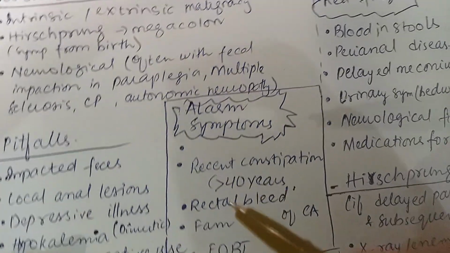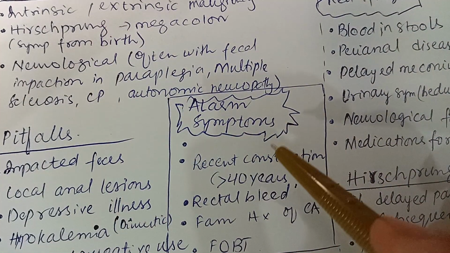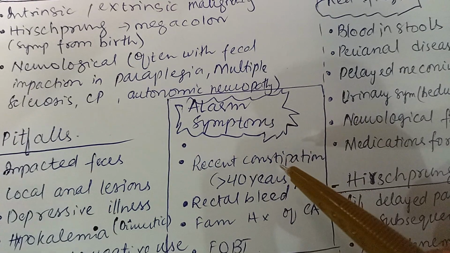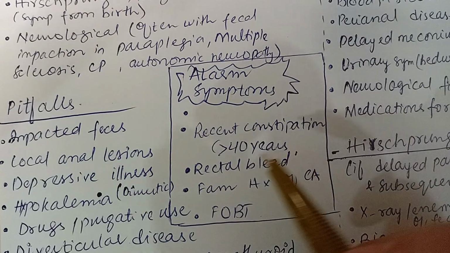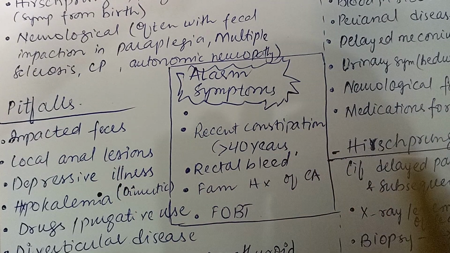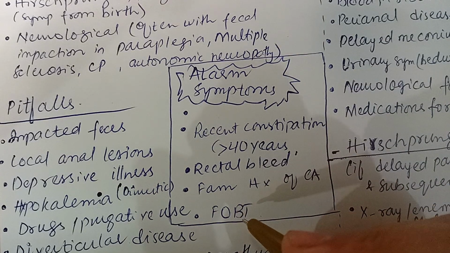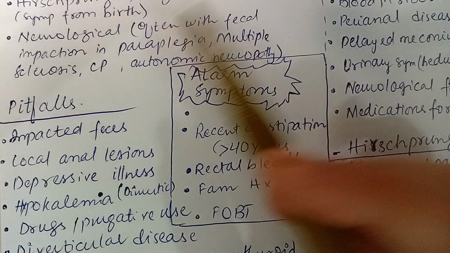So, what are the alarming symptoms for serious disorders? For example, recent constipation in a patient of more than 40 years of age, rectal bleeding, a family history of cancer, and positive fecal occult blood. So these are the alarming symptoms for serious disorders.